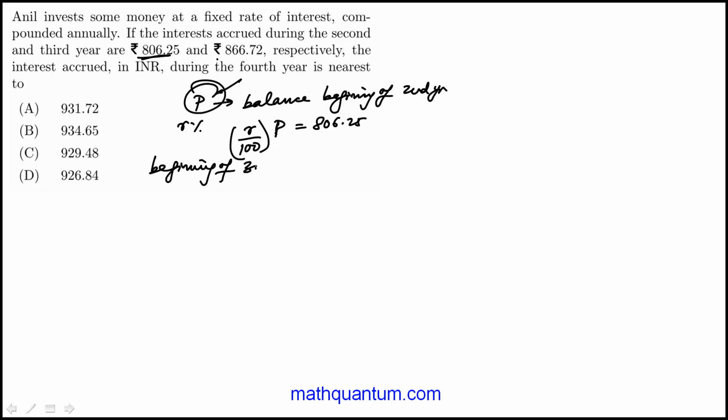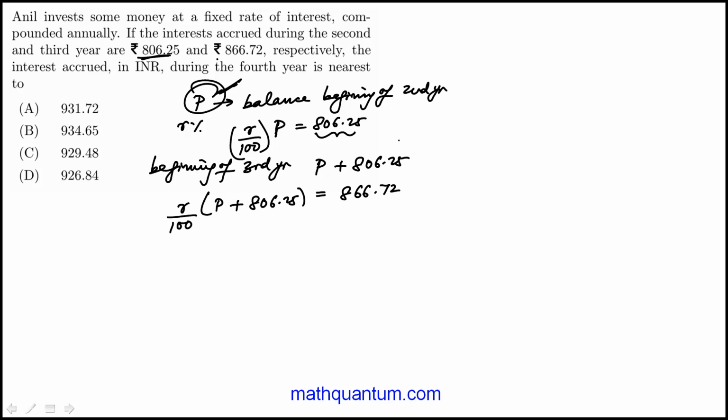of the third year would be this P plus the interest that you earned that year. So it would be P plus 806.25. So that means the interest that you would earn in the third year would be R% of that. And that's equal to 866.2.